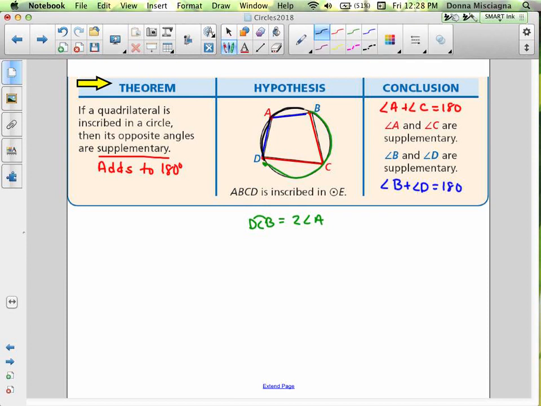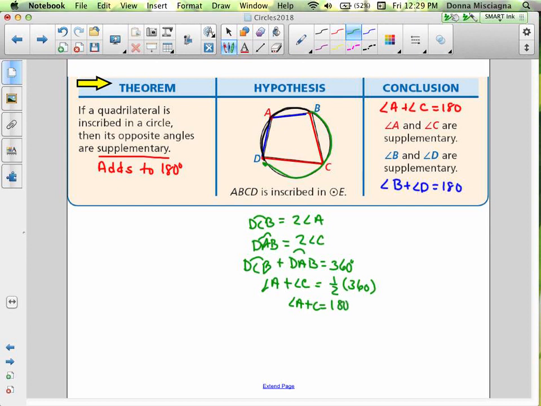Here is the intercepted arc for angle C, and that would be arc DAB. So arc DAB, actually I'm going to write the same color. This goes together. Arc DAB is equal to 2 times angle C. But together, arc DCB plus arc DAB equal 360 degrees. They equal the entire circle. So if the sum of the arcs is the whole circle, and this is an inscribed angle, the angle is always half of the arc. So that would mean that angle A plus angle C would have to be 1/2 of 360, which is 180 degrees.